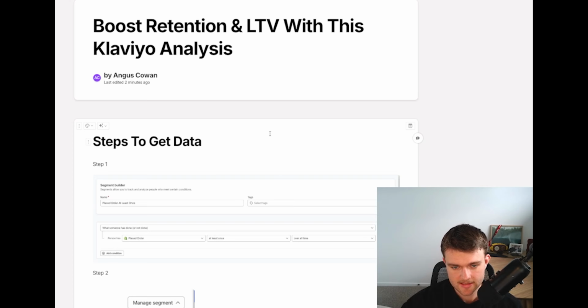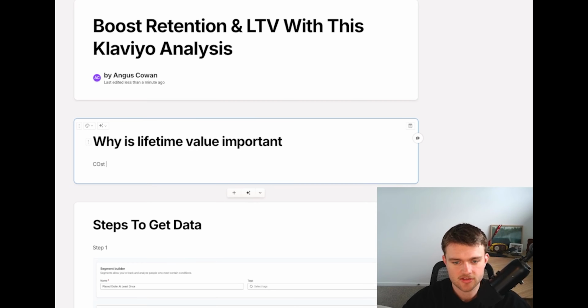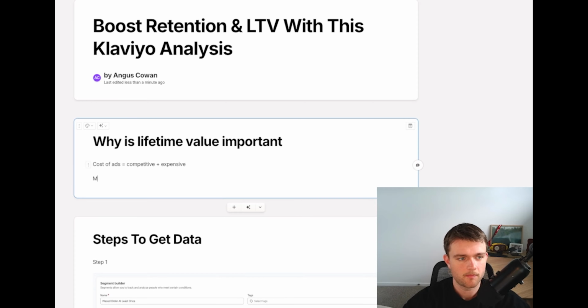So let's unpack it. Firstly, why is lifetime value important? Well, pretty easy one. Right now, the cost of ads is extremely high. Ads are more competitive than they've ever been. The advertising landscape is only getting more competitive and more expensive. So we want to mitigate the cost of ads. And how can you mitigate the cost of ads? By increasing the amount of money that a customer spends with you, because you've already incurred the acquisition cost.